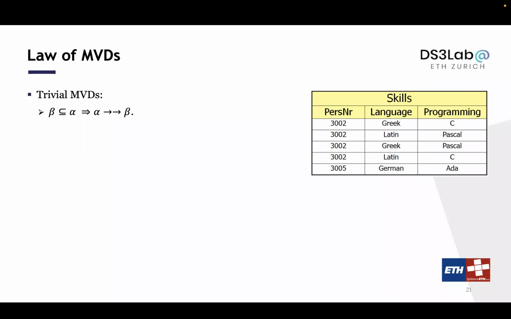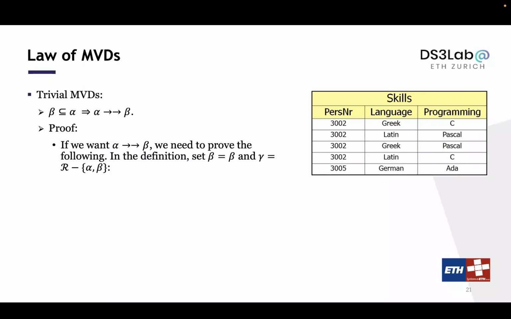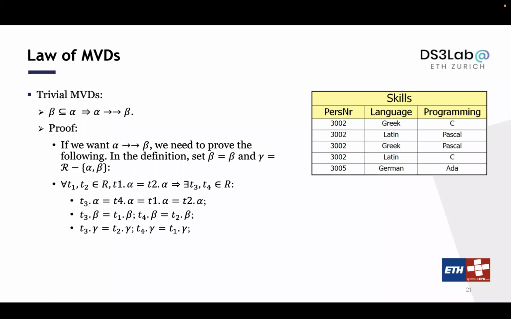So how can you prove that? Let's go back to the definition. If you want to prove there's a multivalued dependency from alpha to beta, what do you do? Essentially, you are trying to prove that for all pairs T1 and T2, if they share value on alpha, then you can find T3 and T4 such that they share the same alpha, T3 shares beta with T1, T4 shares beta with T2, T3 shares gamma with T2, and T4 shares gamma with T1. This is the definition.